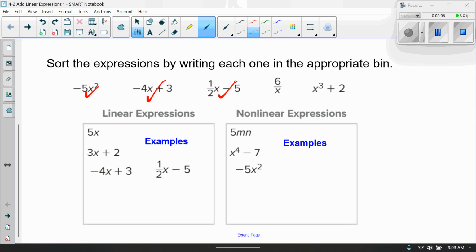6 over x. Now remember, it said in our definition that you cannot have the variable in the denominator. So, since we have this variable right here in the denominator, this one is nonlinear. Very good. This one is going to go right here. Nonlinear. And that one's done.